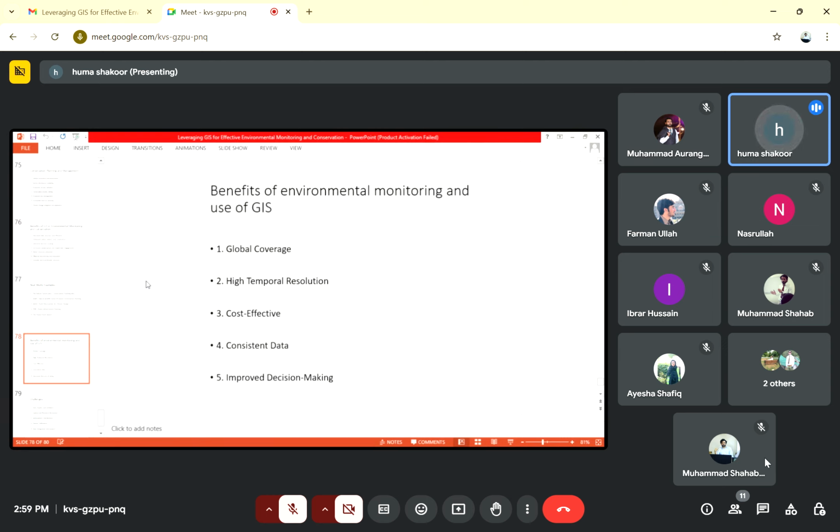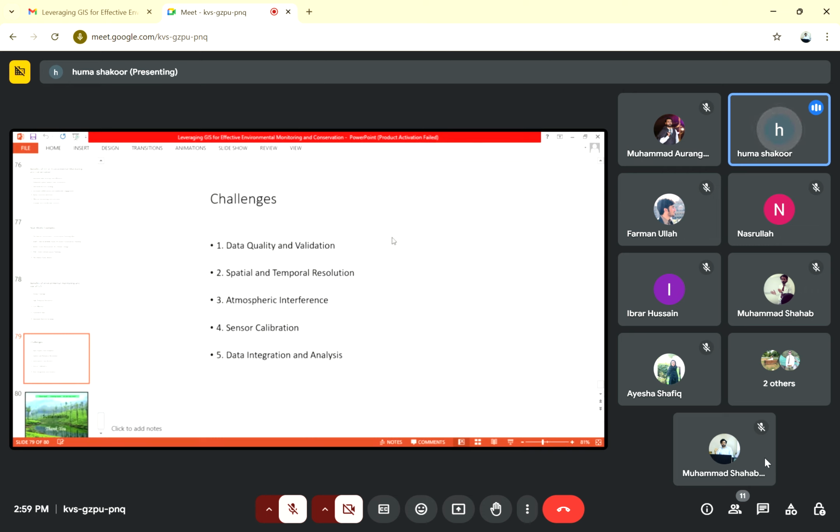Benefits of the environmental monitoring and use of the GIS, again the same, the global coverage, high temporal resolution. This is one of the most important factors because we are living in a very economically vulnerable area. So the cost effectiveness really matters to us. So it is cost effective and the consistent data improves the decision making. What are the challenges when we are monitoring the environmental parameters through GIS and through remote sensing? So these are the challenges: data quality and validation, spatial and temporal resolution, atmospheric interference, sensor calibrations, and data integration and analysis.